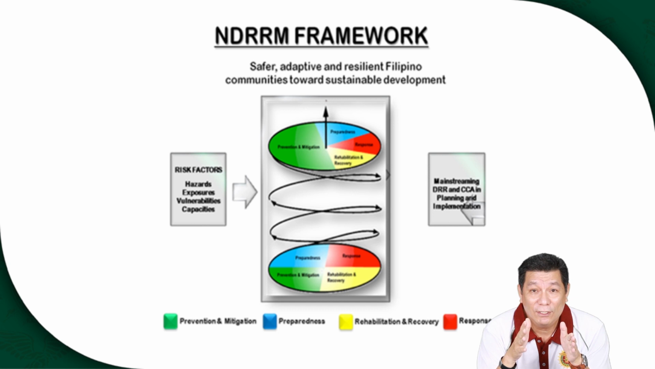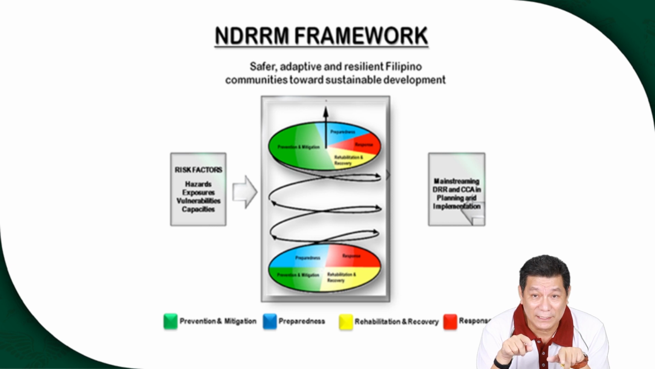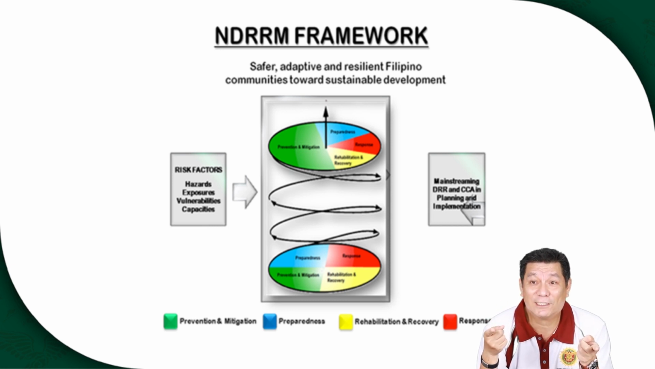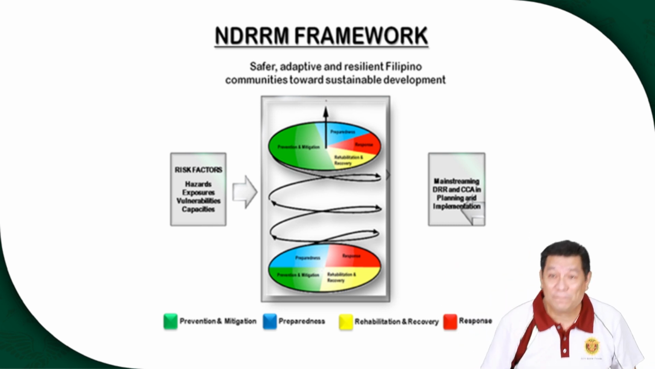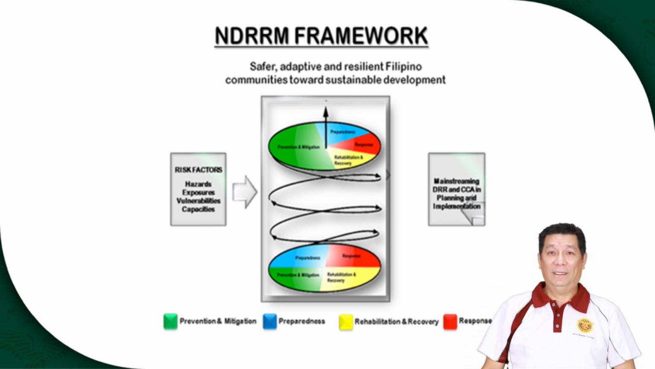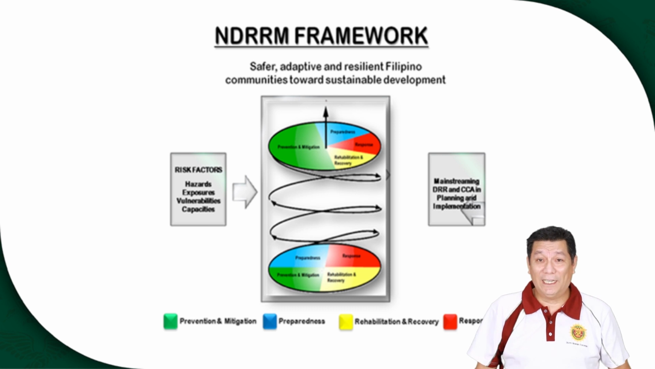Ano ba yung, ano nga ulit? Ang hazard? Ano yung panganib? Ano yung exposure? Ano yung kahinaan? Ano yung kalakasan? Hazard, exposure, vulnerabilities, and capacities will determine our risk of sakuna. Sakuna is the disaster. So, ang ating end view is to have safer, adaptive, disaster-resilient Filipino communities towards sustainable development.